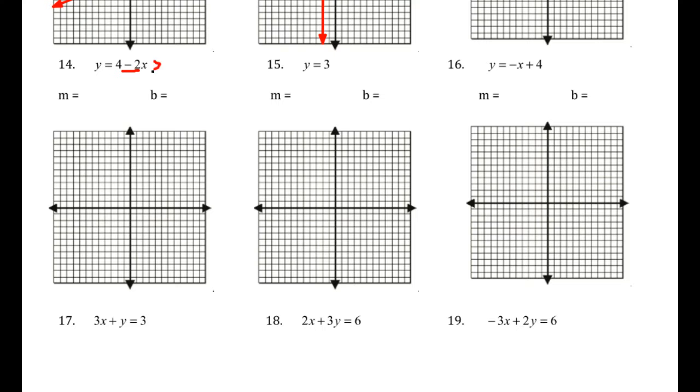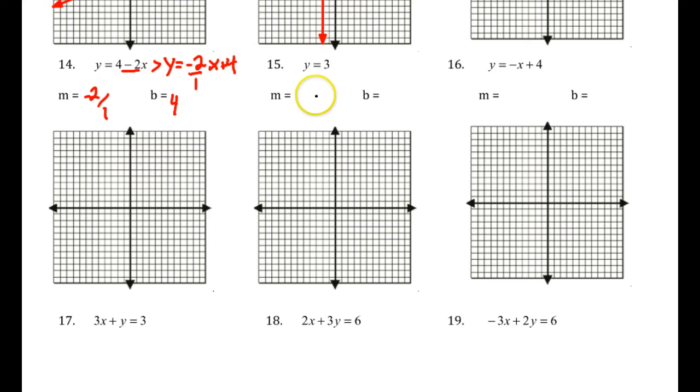So if we rewrote this in the proper format, it'd be y equals -2x plus 4, which of course is the same as -2/1. So slope is -2/1, y-intercept is 4. You already know this is going to be going down because it's a negative slope. You already know what it looks like. Okay, go ahead and graph that.